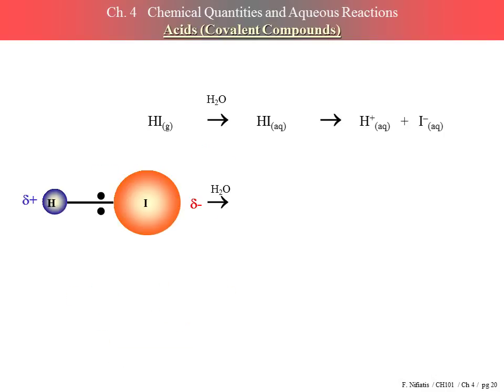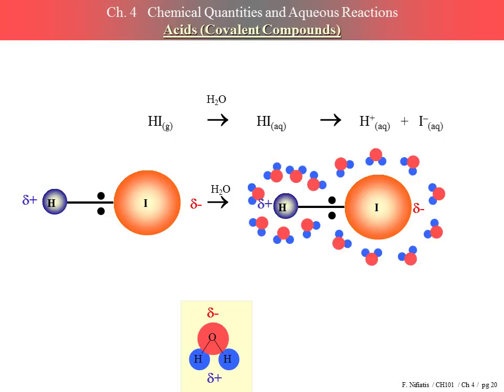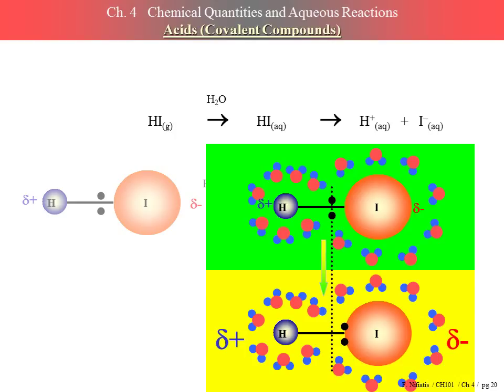Now, when we take this compound, the hydrogen iodide, and we put it in water, because the water is a polar solvent, a polar compound, it further polarizes this bond here. Basically it facilitates the electron pair to go even closer to the iodine. So when we have this polar compound in water, it behaves like an ionic compound. And it gives us this.